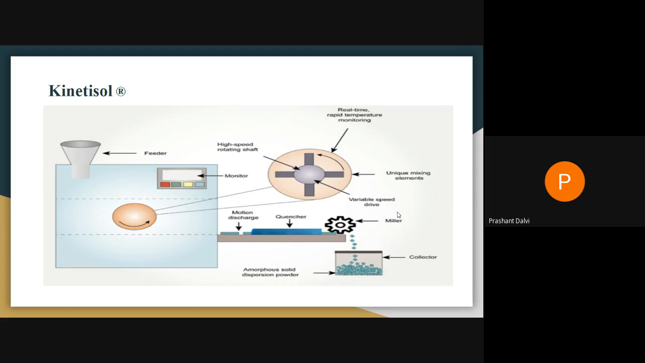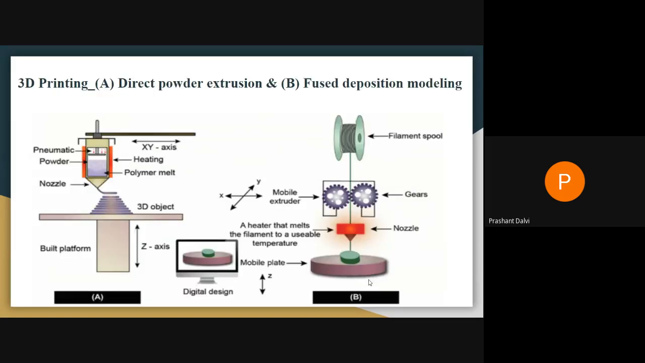This molten mass formed inside the chamber is discharged into the quenchers, and then it is passed through the millers, and then you can collect the fine crystals in the collector. So this is one of the techniques, kinetisols, used in the preparation of amorphous solid dispersions. Then 3D printing is also there.